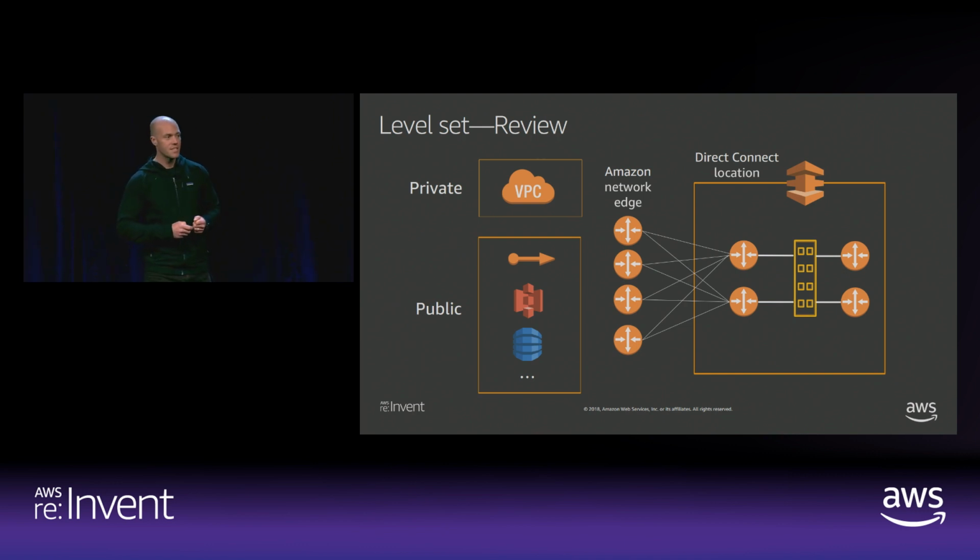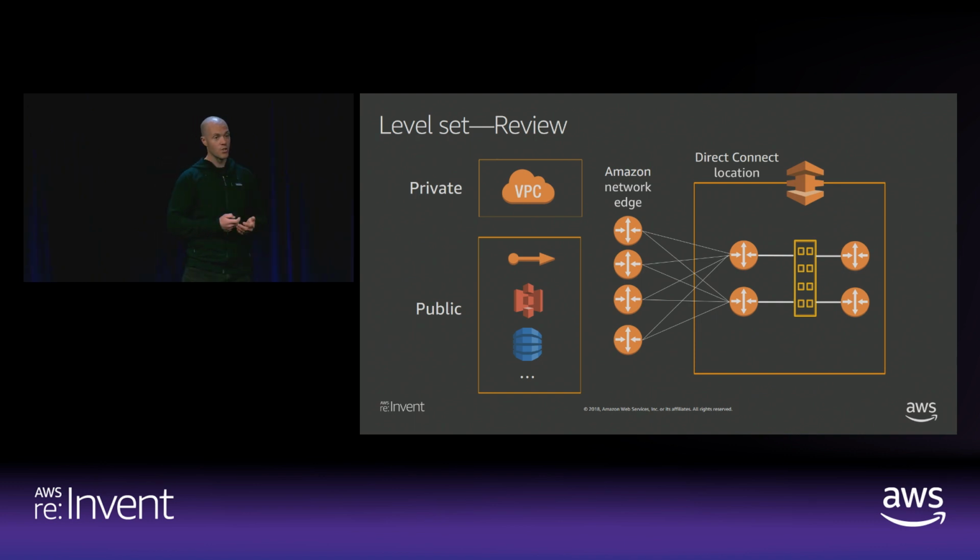A private virtual interface is a logical connection between your router and an AWS VPC, or something called a Direct Connect gateway. We're going to talk about that in a tiny bit. A public virtual interface connects you from your router to the Amazon network edge. And it allows you to connect to public services, things that you would also be able to connect to through the internet. This is things like DynamoDB, Amazon S3 object storage, elastic IP addresses on an EC2 instance. So it's just like if you were to connect over the internet, but with a high-performance, closer connection.